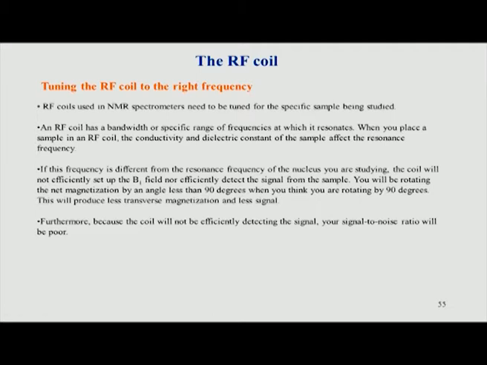Therefore, for different types of nuclei we need different frequencies, and all this is done with a single probe. The same probe has to be used for different nuclei; we do not change the probe. So, each time you study carbon 13, fluorine or nitrogen, you have to tune it, like we tune a radio to different frequencies.